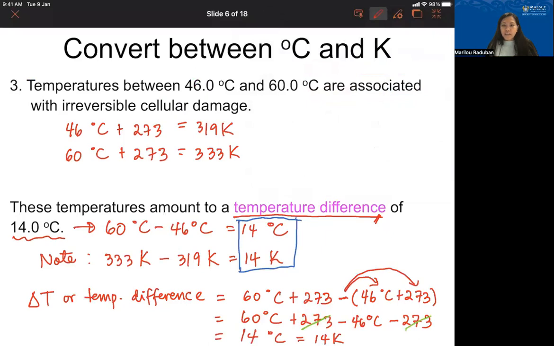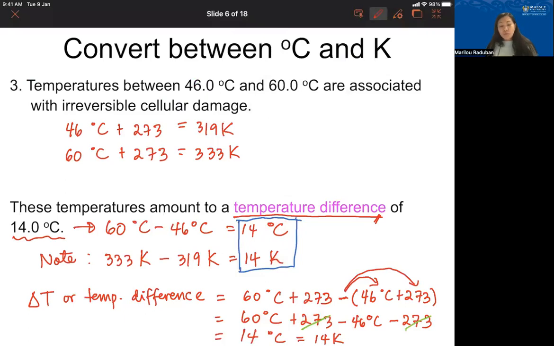Yeah. Okay, so it's only when you're getting the temperature difference where you can just directly subtract the two temperatures without doing any conversions. And you can just simply change the unit from Celsius to Kelvin if it's a temperature difference, right?